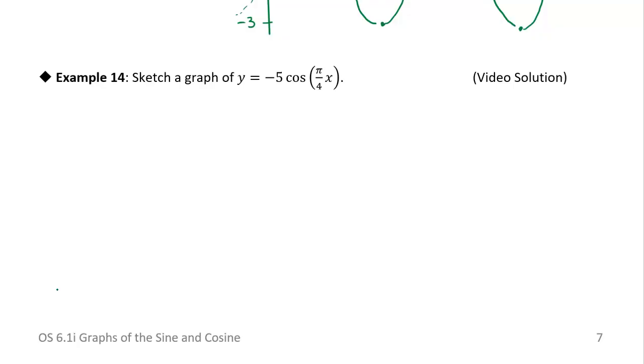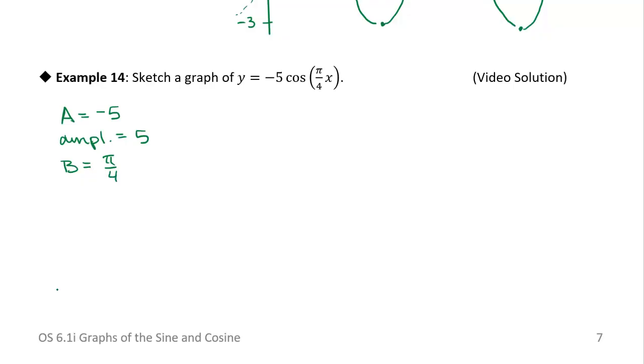Now, the a value is a negative 5. But remember that the amplitude is just the absolute value of that. So the amplitude is equal to 5. All right. Now the b value is pi over 4.